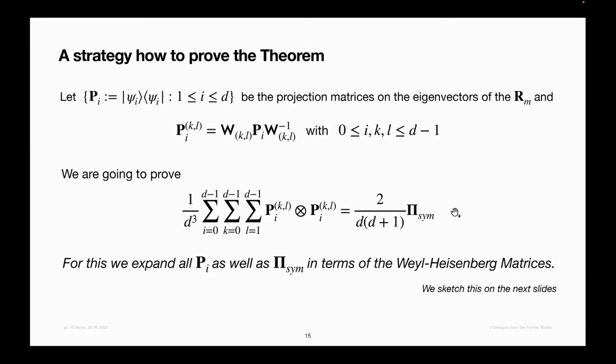The strategy is that we expand the projections as well as the expression on the right side, all in terms of the Weil-Heisenberg matrices, so that at the end we get an equation only about Weil-Heisenberg matrices with some coefficients, and we can prove it. The right side is actually well known. I will show it to you later. It's not too complicated. The complicated side is the left side and the expansion of the projections in terms of the Weil-Heisenberg matrices. And here I give a short sketch of how this is done.